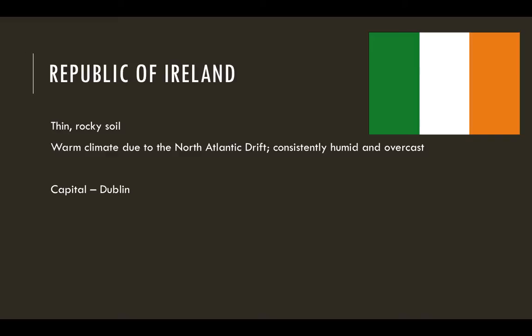The soil here is also very thin and rocky. And they also have a warm climate because of that North Atlantic drift. So because of that, it's constantly warm, consistently humid, and almost always overcast. The capital for Republic of Ireland is Dublin.